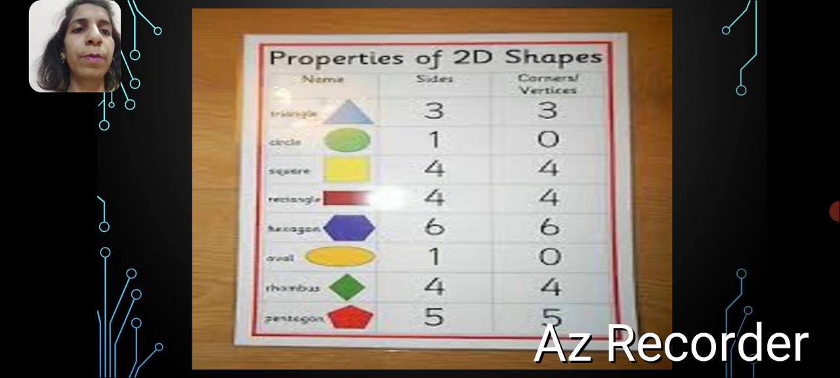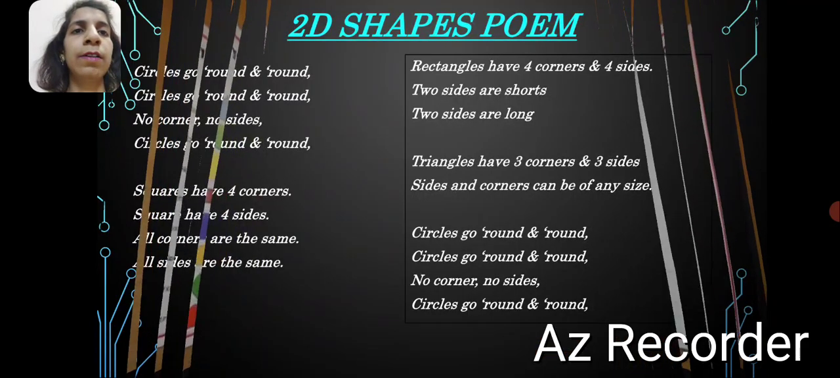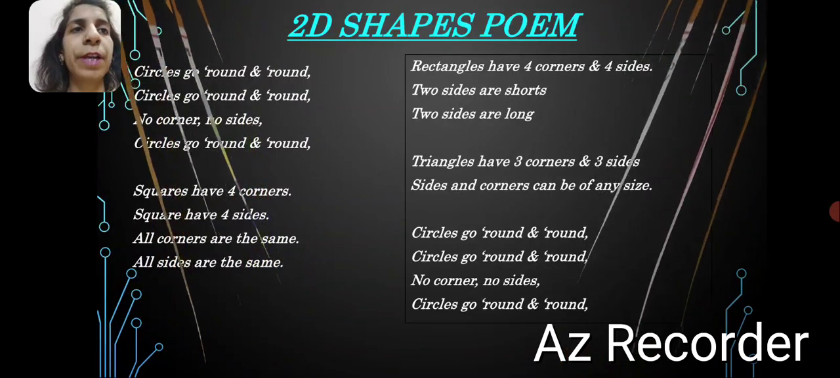Okay, let's move further. You may check the properties of rhombus and pentagon also. Rhombus has four sides and four corners, whereas pentagon has five sides and five corners. Okay. Let's move further. Let's see the 2D shape poem.